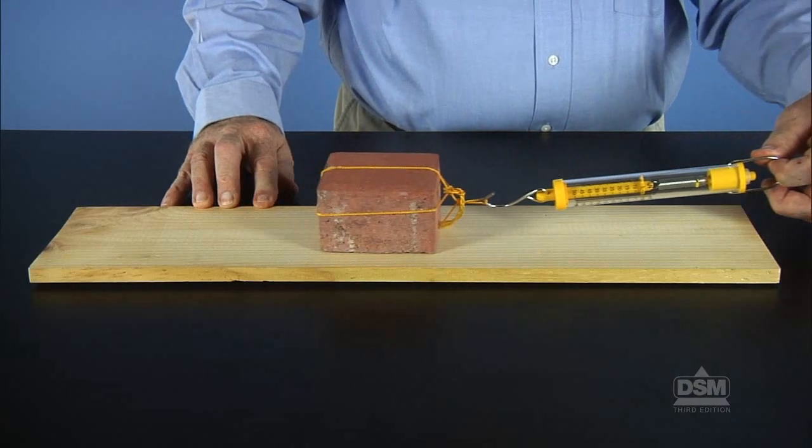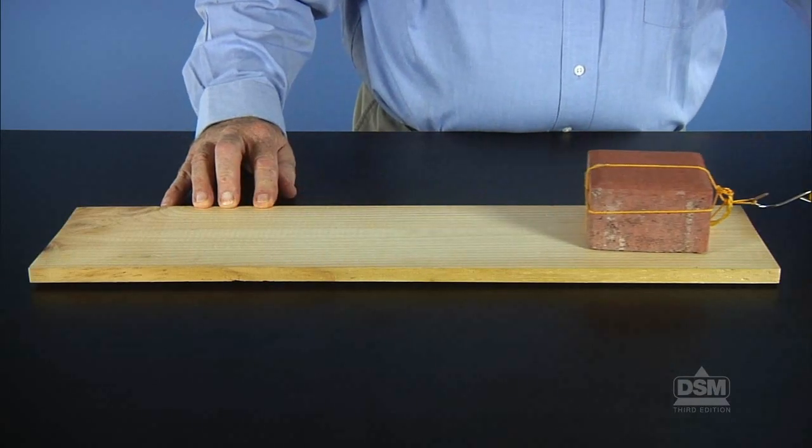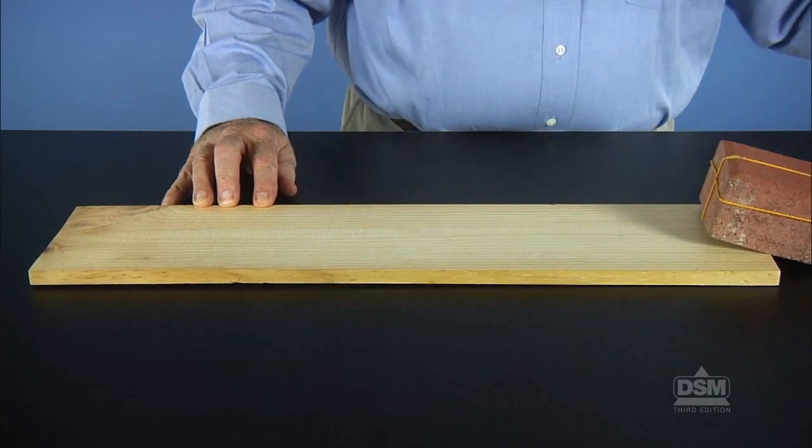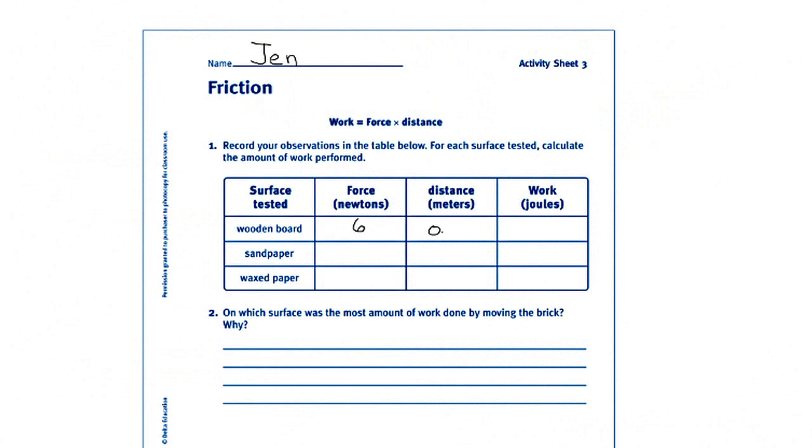Then have one student hold the board still while another uses the spring scale to pull the brick the entire length of the board. Instruct students to record the force required to move the brick and the distance the brick moved on their activity sheets. Then have them calculate the amount of work done.